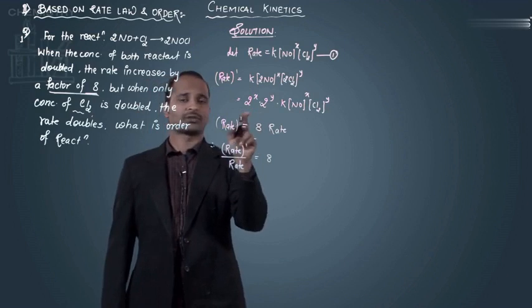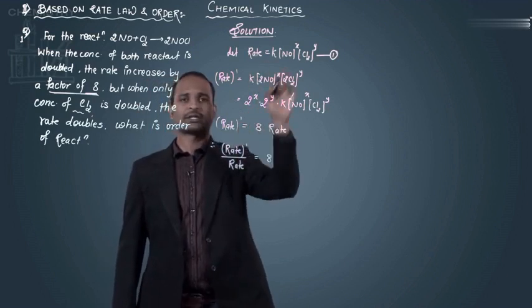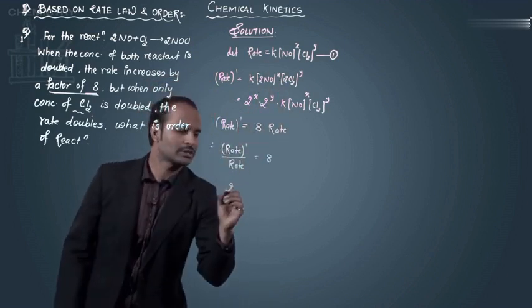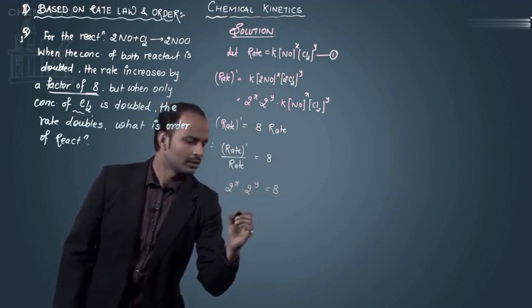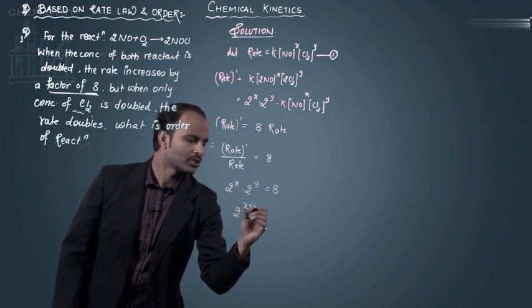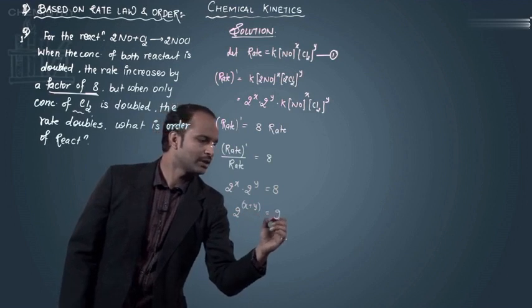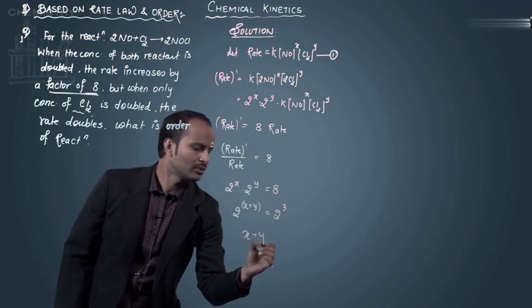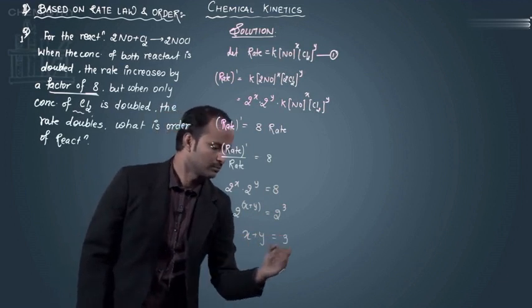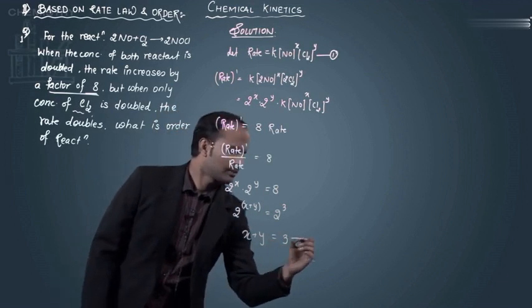So what will be left? The left quantity is only from here; from this everything is cancelled. So it will be 2 raised to X into 2 raised to Y is equal to 8. The base is the same, so I can say 2 raised to X plus Y is equal to 8, which can be written as 2 raised to 3. So X plus Y is equal to 3. This is equation number 2.